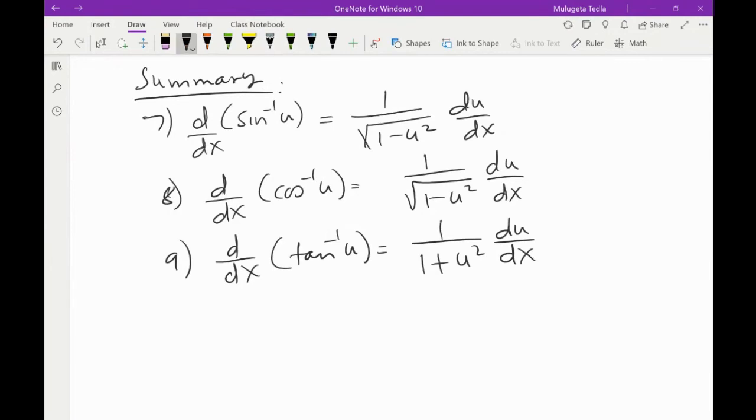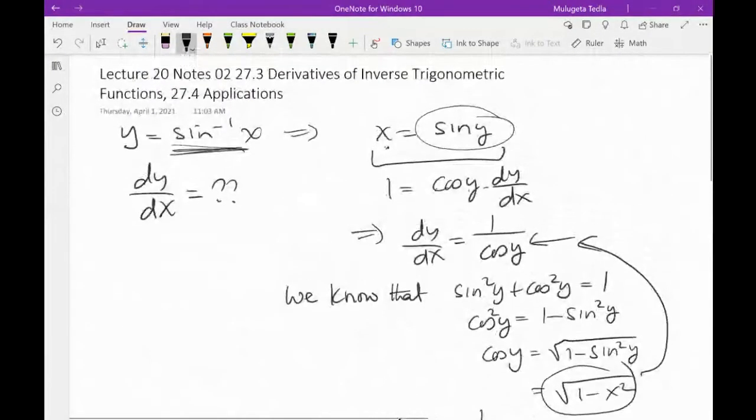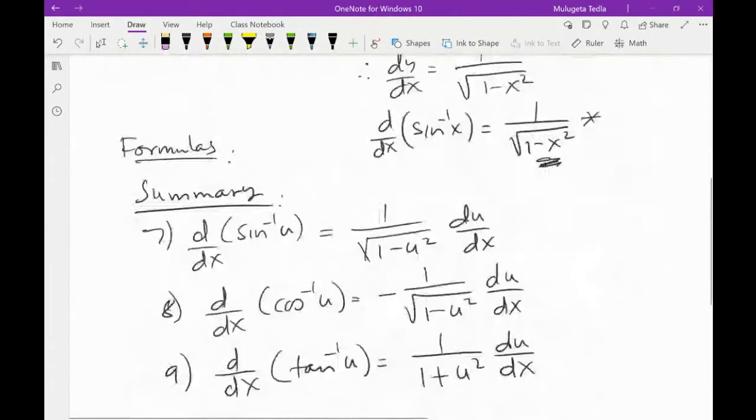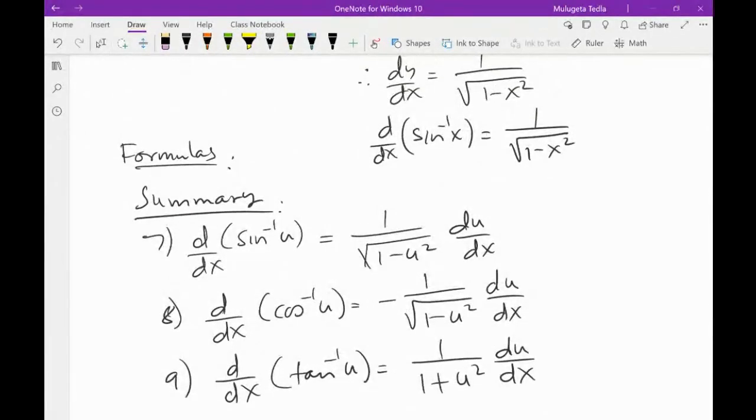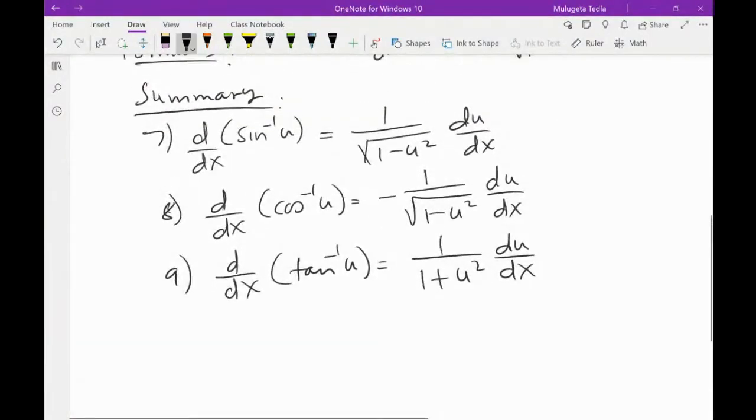So I'm going to include these formulas on the formula sheet. We are up to formula number 9 right now. The reasoning why we get this for the sine, you can try for the cosine at home. You can try it for the tangent. You will have to be able to derive these formulas. So the derivative of the sine inverse is 1 over the root of 1 minus the value u squared. The derivative of the cosine inverse is exactly like the sine, but with a negative sign.